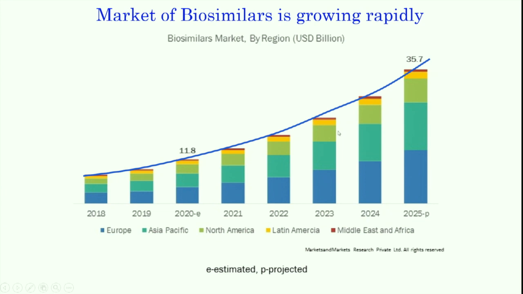So if you look at 2018 to 2025, here in 5 years it seems to be tripling. And all over the world, whether it is America, Europe or Latin America or Asia, everywhere it is increasing. Now, so how does this biosimilarity development program work?